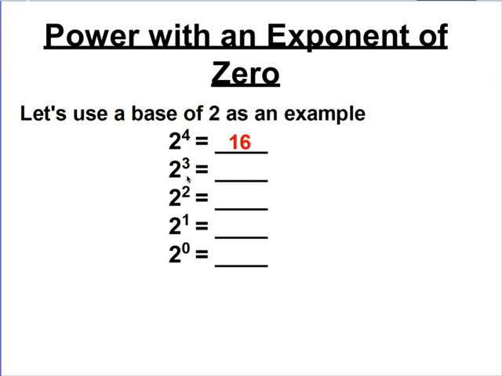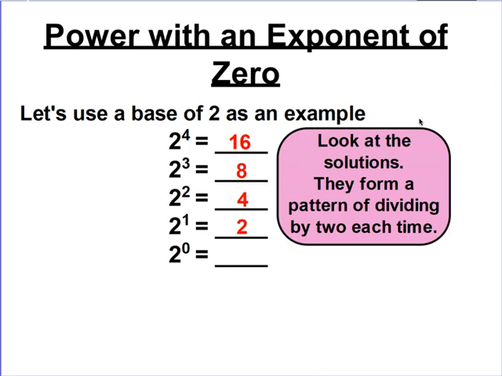2 to the third power is 2 times 2 times 2. So again, remember, it's not 6. It's 2 times 2 is 4, and 4 times 2 is 8. 2 to the second power is just 2 times 2, and that equals 4. Anything to the first power stays the same. So 2 to the first power is 2.